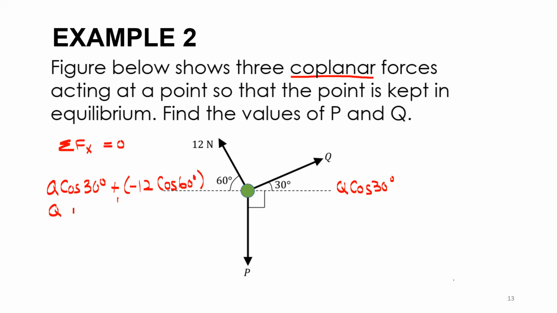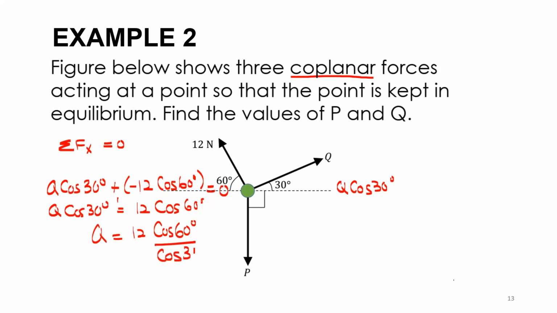Therefore, my Q cos 30 degrees is equivalent to... oh sorry, this is supposed to be equal to 0. Okay, I didn't write equal to 0. So if I move this over, then I will have 12 cos 60 degrees. So my Q will be equivalent to 12 cos 60 degrees divided by cos 30 degrees. So you'll get your answer for Q.